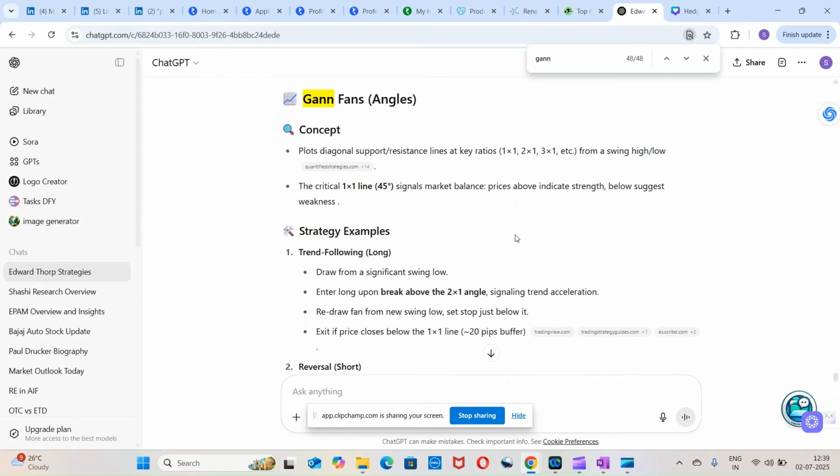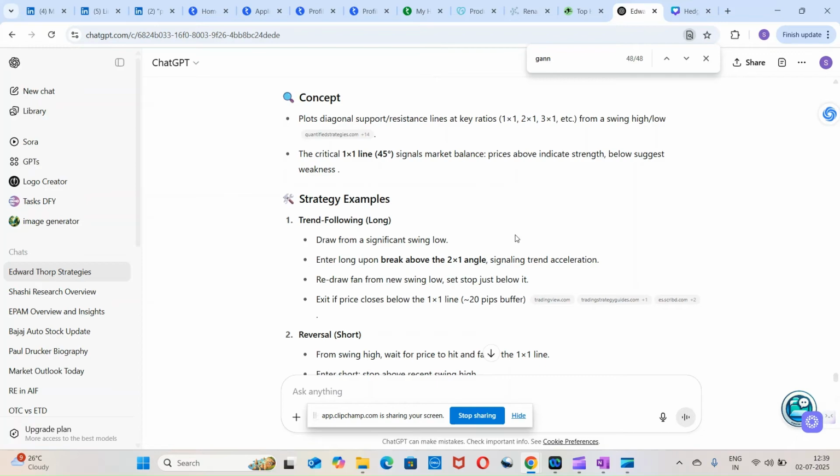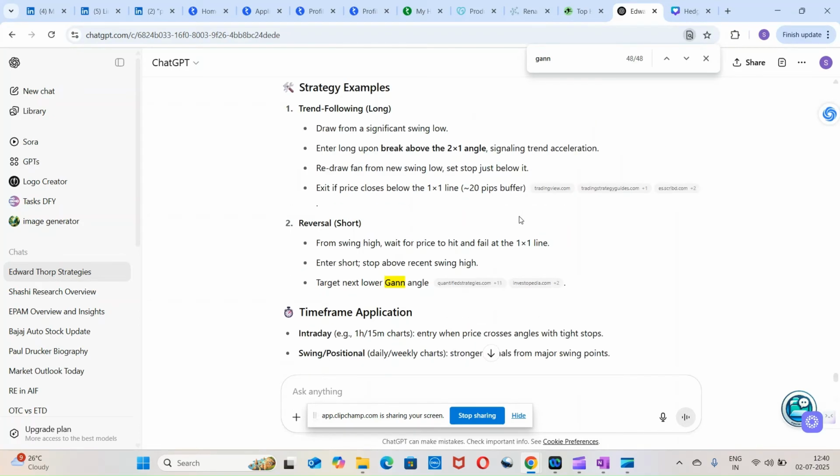So a strategy could be trend following. Long you could go. Draw from a swing low. You draw this Gann fan, and this 1:1 is like a market signal. When it breaks, it indicates the strength is there in the market. So enter long upon break of the 2:1 angle, signaling trend acceleration. Then redraw the fan from the new swing low, and set the stop just below it. Exit if price closes below the 1:1 line. If it comes down to the 1:1 line, you exit. You enter at the 2:1 line and you just ride the trend. That's one of the trend following strategies you could use with Gann fan.